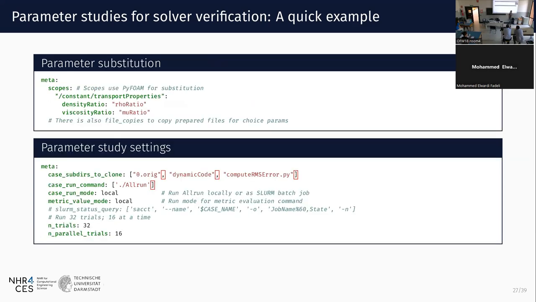And you specify which way or where to substitute your parameters in your case. So ironically, both of these go into transport properties. And there is some metadata you set, because in this case we can, for example, run 32 cases, 16 at once, so you can run in parallel. This also looks into the optimization, which is, I think, good.